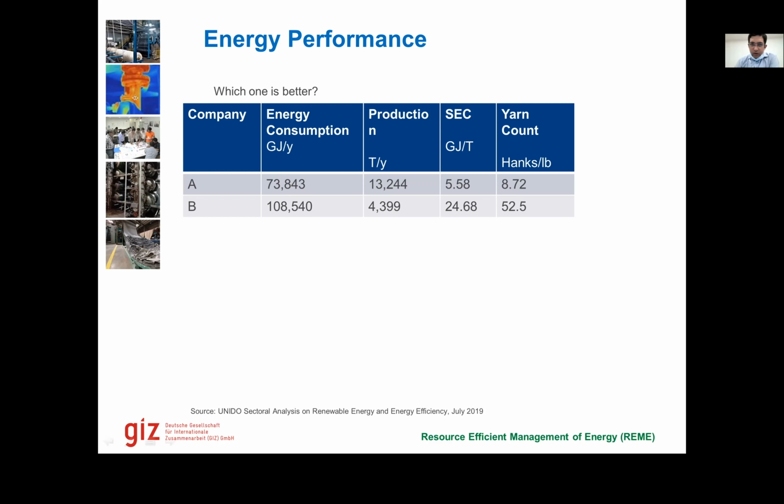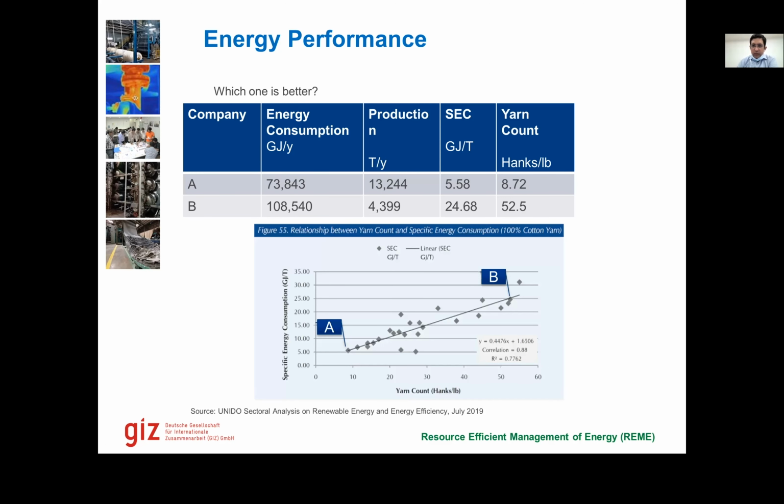So what we found out when we did a baseline study, a benchmarking study based on this, was that this is company A here, and this is company B here on top. And you see this regression line slope. Both are on the same slope line, company A as well as company B. So what we found out was that company A is producing a coarse yarn. This means that the yarn is thick. So less number of lengths of this yarn weigh 1 pound.